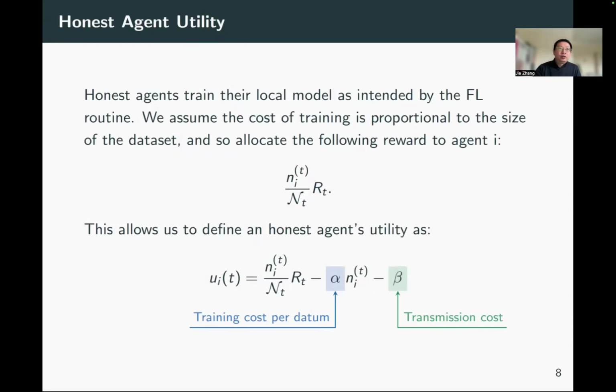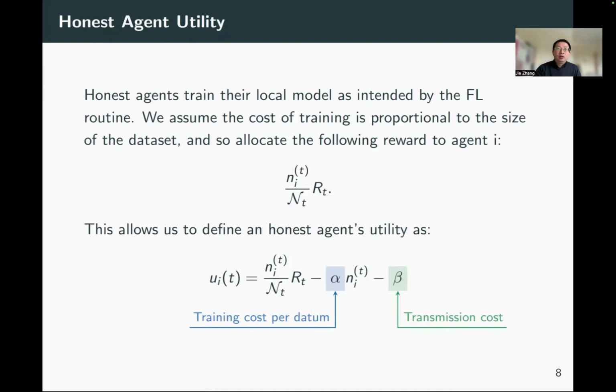So we then have to consider honest agents. Those are going to train the models as we set out in the federated learning routine. We are assuming that the cost of training is going to be proportional to the amount of data they are training on, which is n_i. So we allocate the reward proportionally to the fraction of the data they are training on relative to all the other agents, which we can see in the middle here.